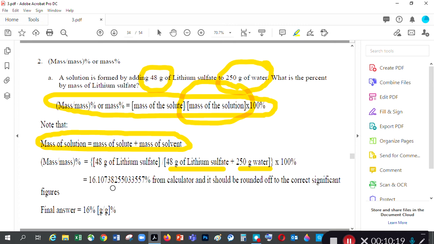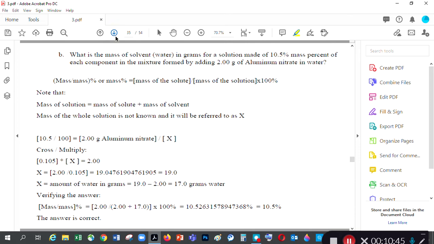And it came out to a large number, 16 point whatever, from the calculator. Rounding off to correct sig figs, which is two significant figures, it will be 16. You can verify it. Divide 16 by the sum of 48 plus 250 and it will give you the 16 percent.